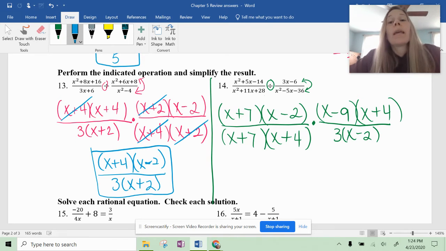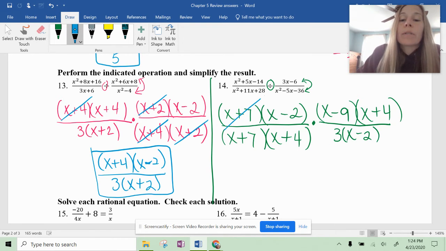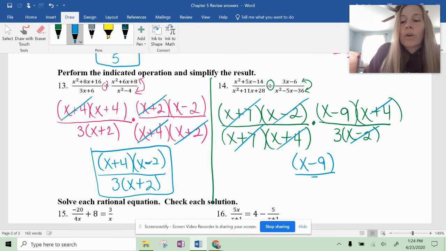So now we want to do the canceling. So x plus 7, there's one on the top and the bottom, those can go. X minus 2, one on the top and the bottom. X plus 4, same thing. So now we're just left with x minus 9 over 3.